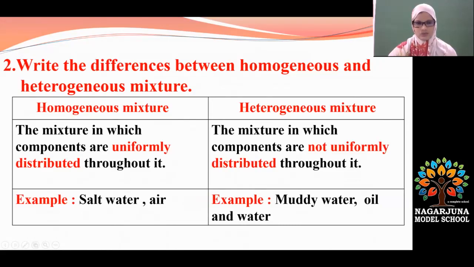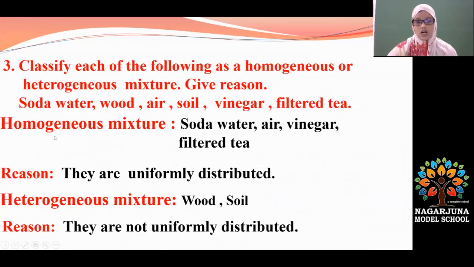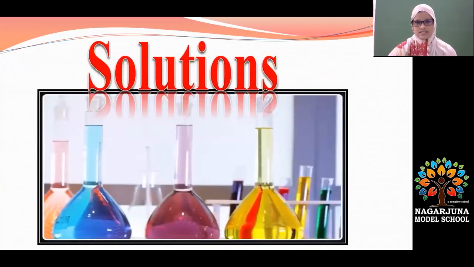Let's check the third one. Homogeneous mixtures are soda water, vinegar, filtered tea, because they are distributed uniformly. And the heterogeneous mixtures are oil and salt, because they are not distributed uniformly. So let's start today's topic, children, that is nothing but solutions.